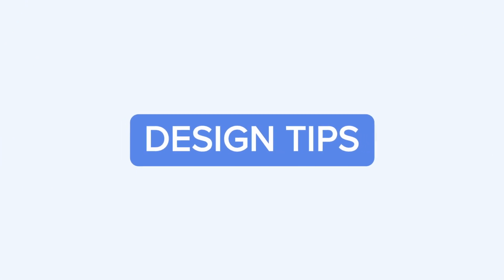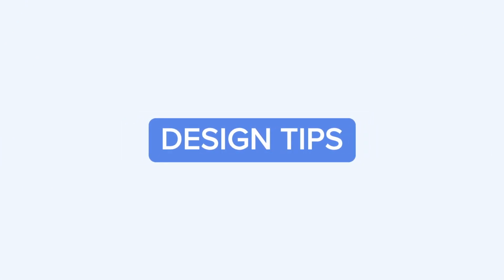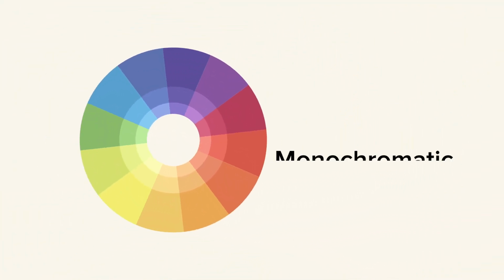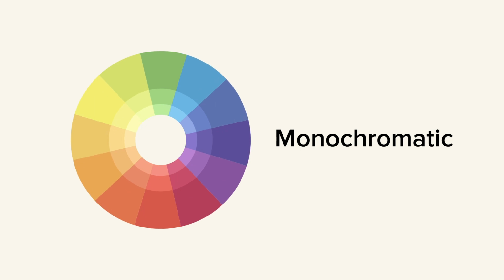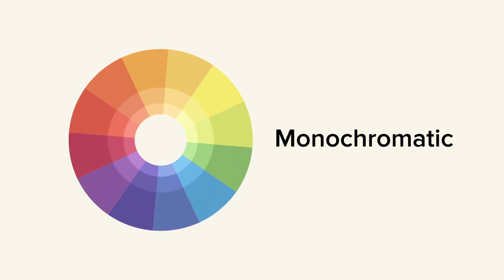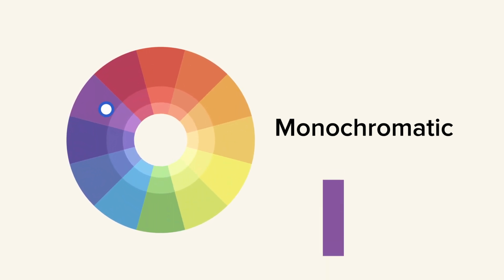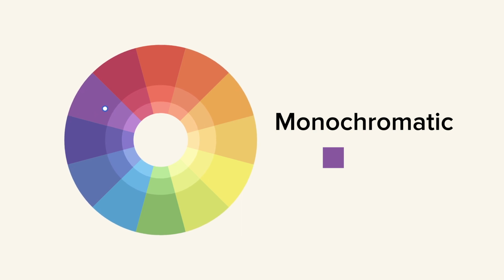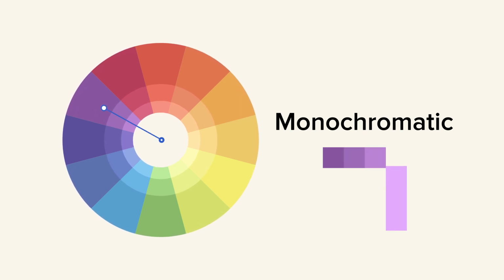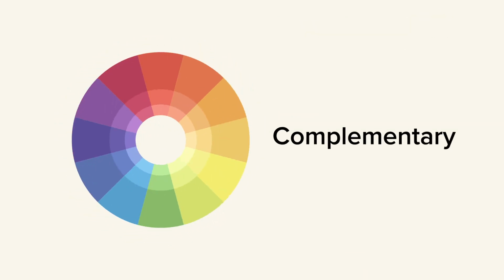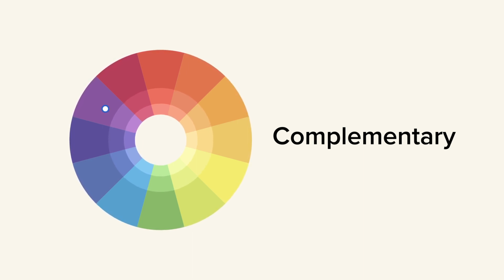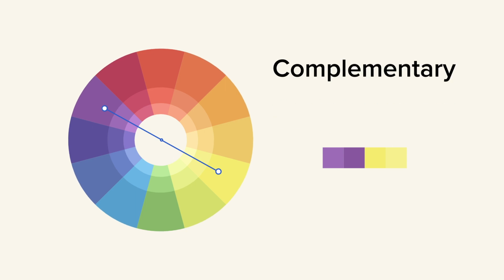Let's learn the basics of color theory to create great-looking designs. With the help of this color wheel, you can discover essential color matching techniques for your own designs. The easiest way to match colors is to create a monochromatic color scheme. Choose a primary color, for example, purple, and then add its lighter tones or darker shades to the palette. The next technique is called complementary, when you mix the opposite colors on the wheel, like purple and yellow.